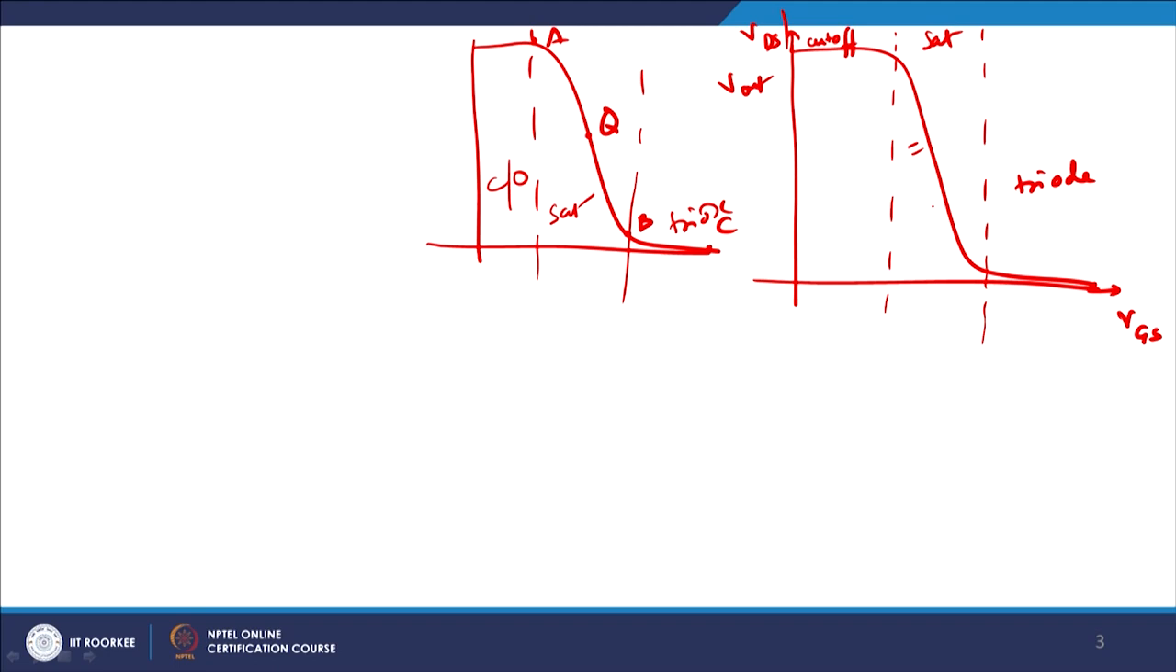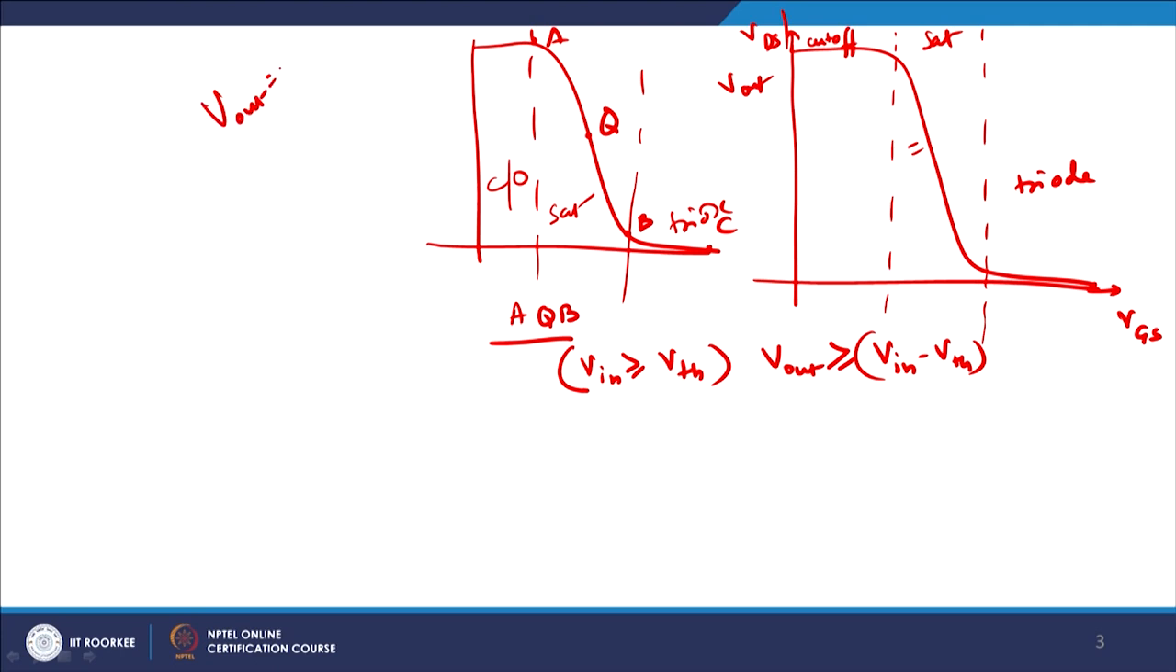And the behavior of current is totally different in all these three regions. In cutoff region, current is 0, in triode region, it is a strong function of VGS, in saturation, it is almost a linear function of VGS. If in this region, in region A, Q, B, let us suppose, I will get V in, input voltage, should be greater than or equal to threshold voltage of the device. We have already discussed this point, and V out is greater than or equal to V in minus VTH. Remember why? Because V out equals VDS, right, and VDS should be greater than or equal to VGS minus VTH for saturation, and therefore, I get V out to be greater than or equal to V in minus VTH.